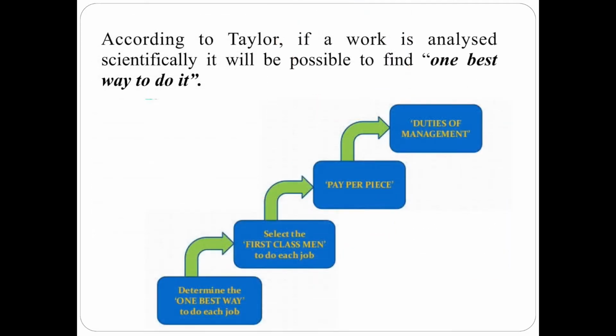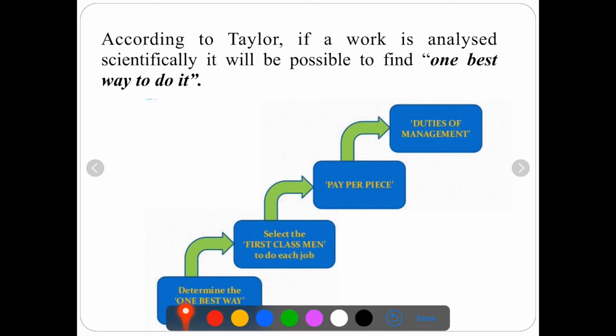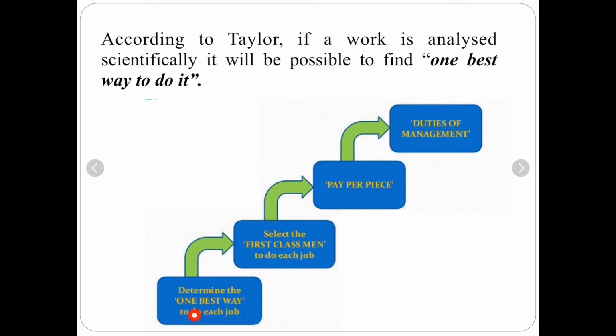According to Taylor, if a work is analyzed scientifically, it will be possible to find one best way to do it. So he says, determine one best way to do the job. To do that job, select first class men. Pay them according to the work they do. And finally, the work of the management is to see that workers do it. So this is how Taylor says that if you analyze scientifically, there is a possibility to do that particular job in the best manner.